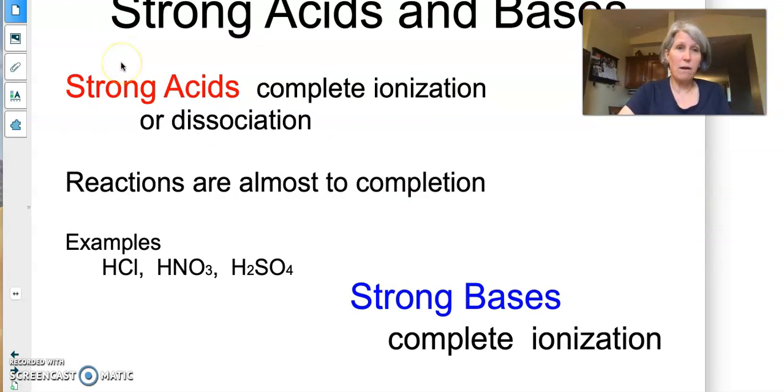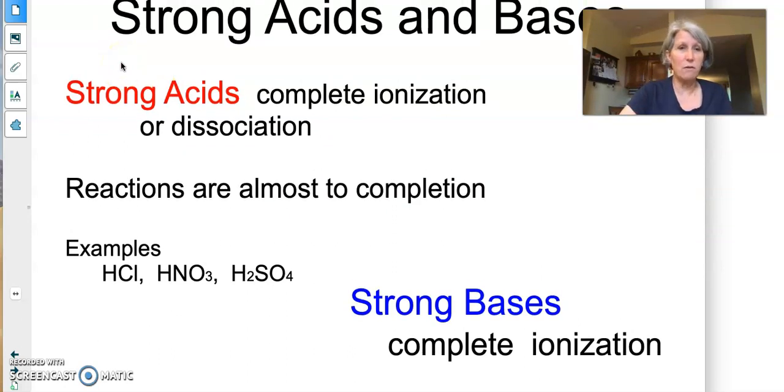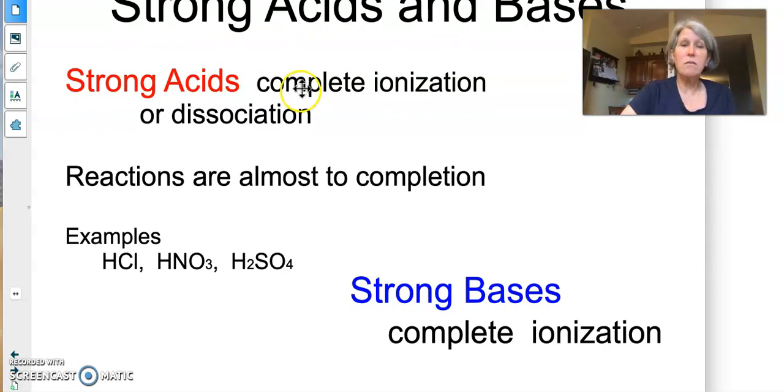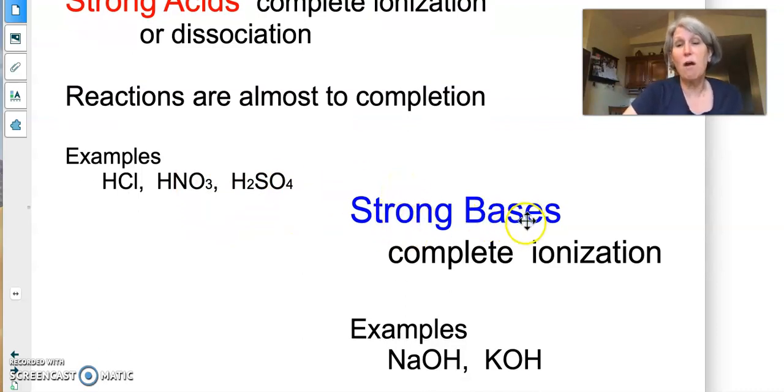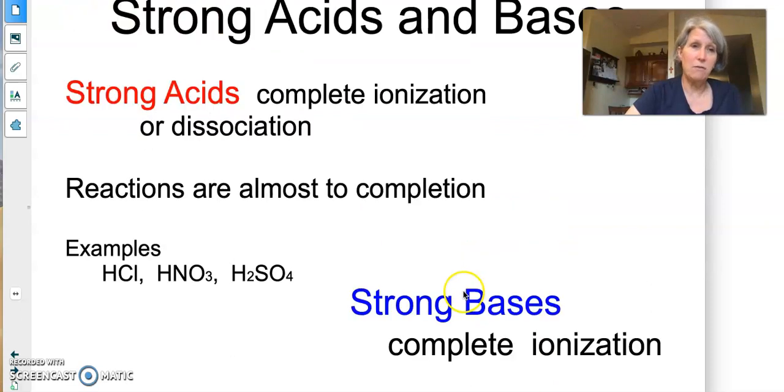The other thing that I want to talk about, and I know you have these notes on your page: strong acids have complete ionization, or what we call dissociation. In this class, I'll keep those two terms to be analogous. Just don't hold me to it when you go to a college class. There's a little bit of a difference, but you'll learn about that a little bit later. Examples of strong acids are HCl, HNO3, H2SO4, known as hydrochloric, nitric, and sulfuric acid. There are also strong bases, which will completely dissociate, and those would be like sodium hydroxide, potassium hydroxide.